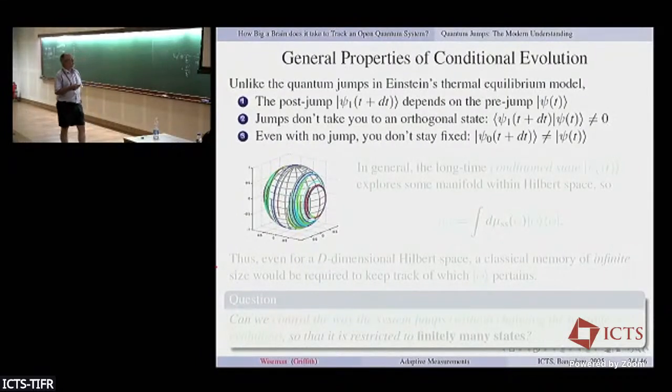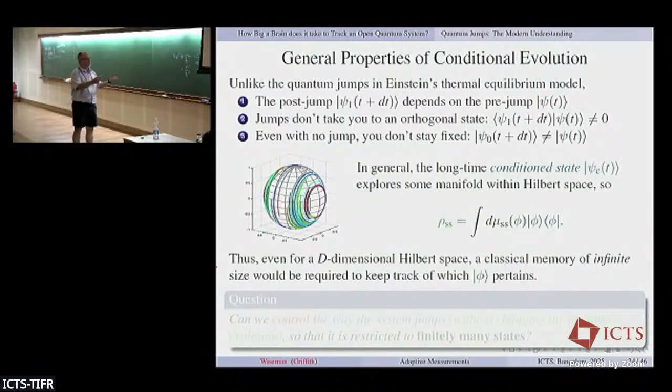So this is similar to the picture which Pierre put up yesterday. You have some picture of the state space of your system. In this case, I'm taking it to be pure, so it's the Bloch sphere. And the system undergoes some smooth motion interspersed with jumps to somewhere else in this space, and then some more smooth motion. In general, this is the typical picture of what you get if you do a jump unraveling: the conditional state is going to explore some manifold within the Hilbert space. It might, for example, explore over time the entire Bloch sphere.